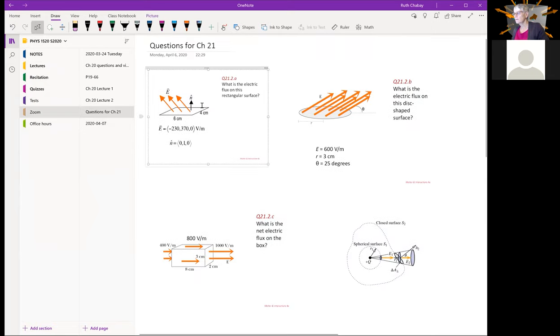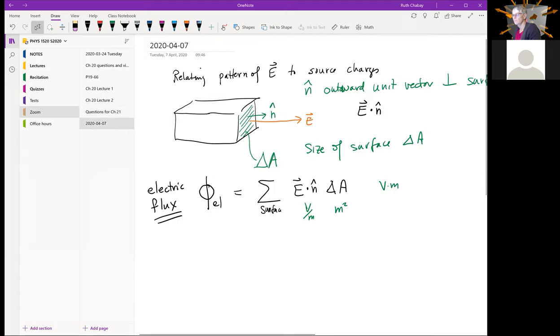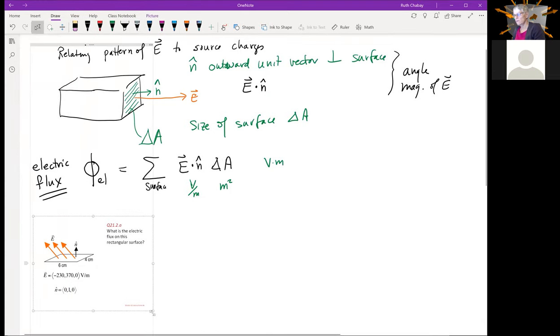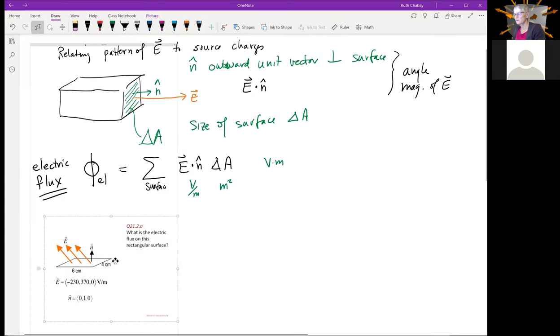So let's do an example here. So here we have a piece of a surface. Now notice that knowing the electric field on one piece of a surface doesn't actually tell us much, because there are lots of different patterns of charge that could make that electric field, and some could be up here, some could be down there. So we need a closed surface, a complete enclosed, hollow surface to give us information about charge. But just to practice calculating electric flux, let's see how we would do this here.